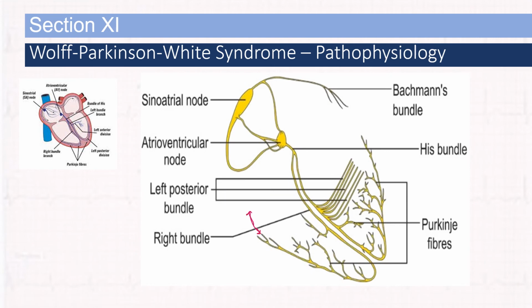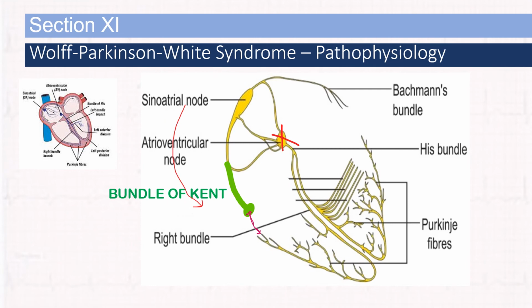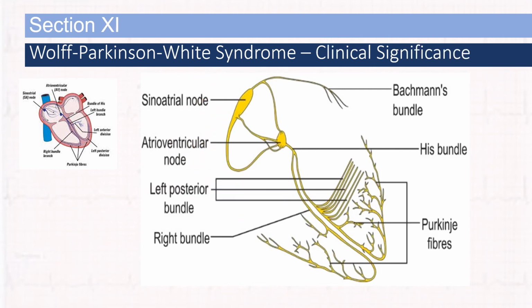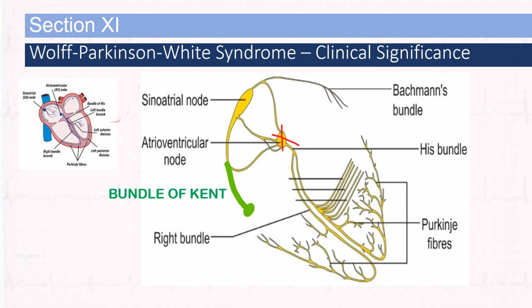The second issue that could happen in Wolff-Parkinson-White syndrome is there could be a reentry. The other major issue that can occur as a result of Wolff-Parkinson-White syndrome is a reentry phenomenon, where the Purkinje fibers actually make contact with the bundle of Kent, and there's a bridge between the Purkinje fibers and the bundle of Kent, creating a reentry.